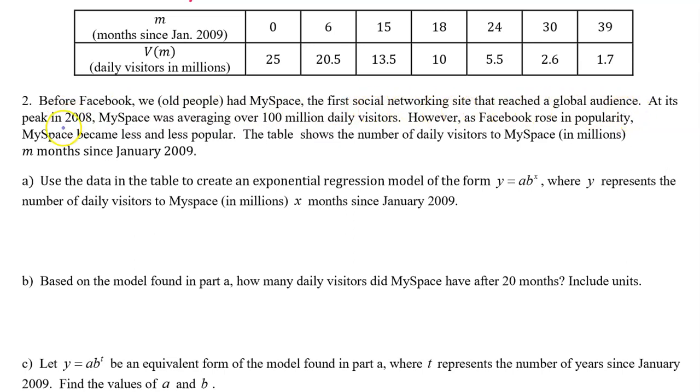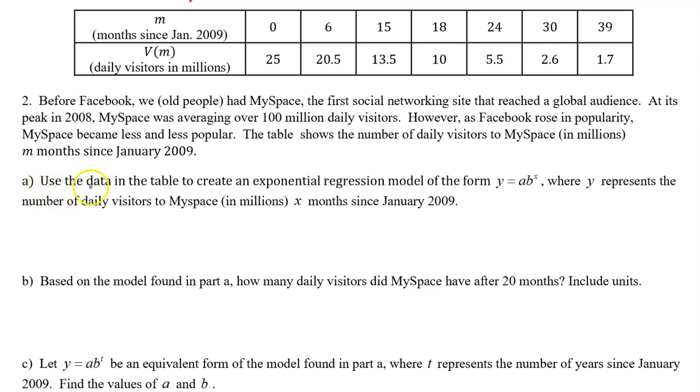Number 2. Before Facebook, we old people had MySpace, the first social networking site that reached a global audience. At its peak in 2008, MySpace was averaging over 1 million daily visitors. However, as Facebook rose in popularity, MySpace became less and less popular. The table shows the number of daily visitors to MySpace in millions, M months since January 2009.